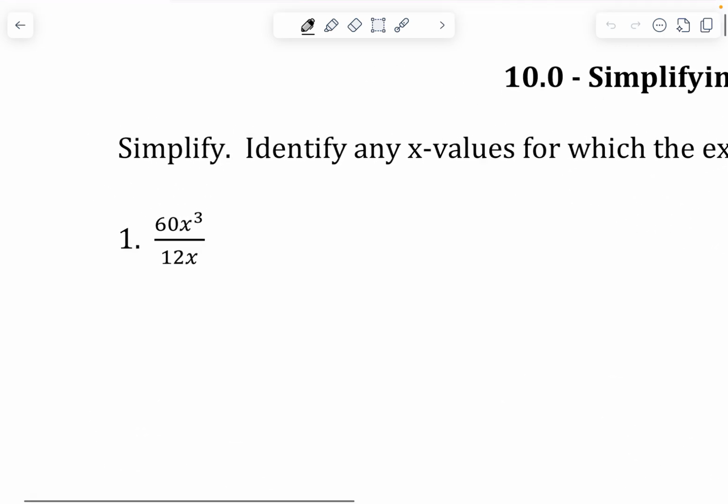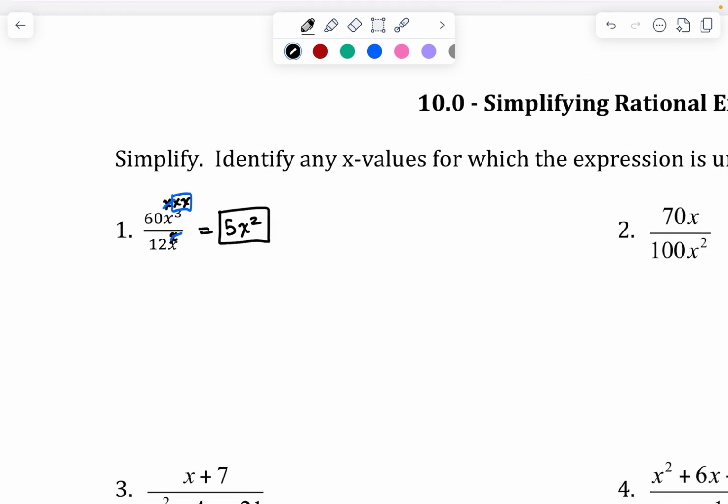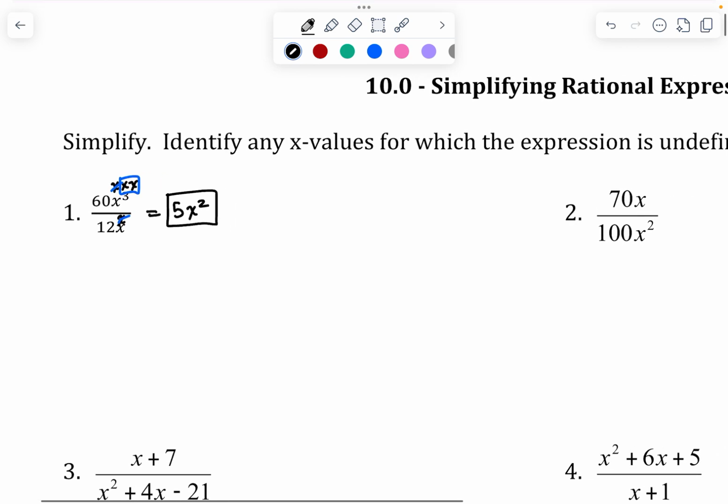So looking at this first example, we have 60 over 12, which we know is just 5. And then if we have 3 copies of x being multiplied on top divided by 1 copy on bottom, we know one of them is going to cancel, leaving us with just 2 copies. And so this whole thing simplifies to 5x squared. And this is just a review from rules of exponents. We'll get into some different kinds of problems in a second.